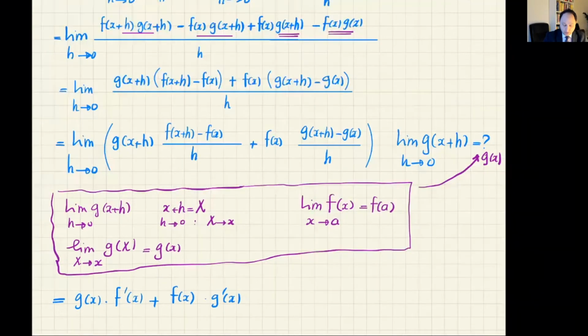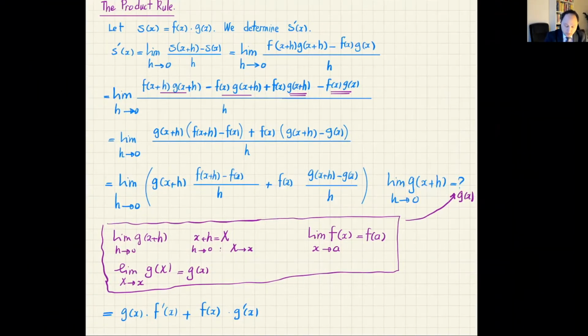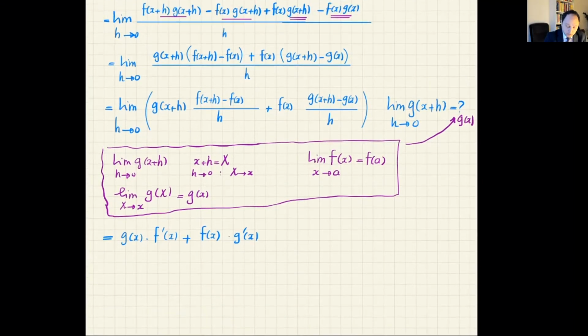So you see, let me make it smaller. It means that if you have a product and you want to differentiate it, you are not allowed to just take the derivative of the first one and multiply it by the derivative of the second one. It's a little bit more complicated. You take the derivative of the first one, but do not multiply it by the derivative of the second one. You multiply it by the second one itself, and then you do it the other way around. You multiply the first one itself by the derivative of the second one, and then you add the results. We call it the product rule.